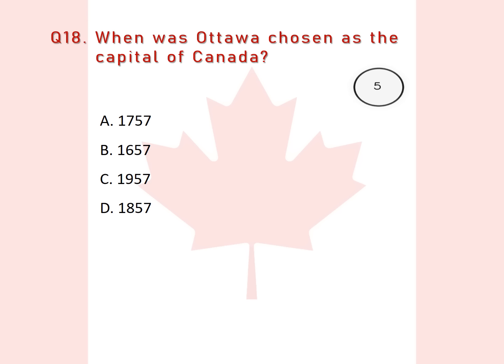When was Ottawa chosen as the capital of Canada? Option A, 1757. Option B, 1657. Option C, 1957. Option D, 1857. Answer is option D, 1857.